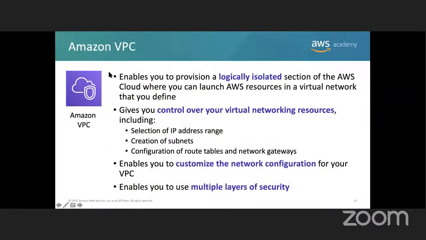So Amazon VPC. What is a VPC? It's a logically isolated section of the AWS cloud. In other words, it's a portion of the AWS network. It's a portion of it that you are separating for your resources. You can launch resources inside it, public and private resources. You can have subnets, you can have NACLs, you can have VPC logs.